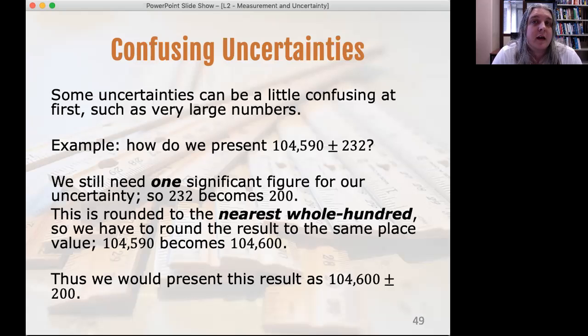We then have to round the value, the central result, to the same place value. Since our uncertainty is rounded to the nearest whole hundred, we have to then round our value to the nearest whole hundred, and 104,590 becomes 104,600 to the nearest whole hundred. So we would present our result as 104,600 plus or minus 200.